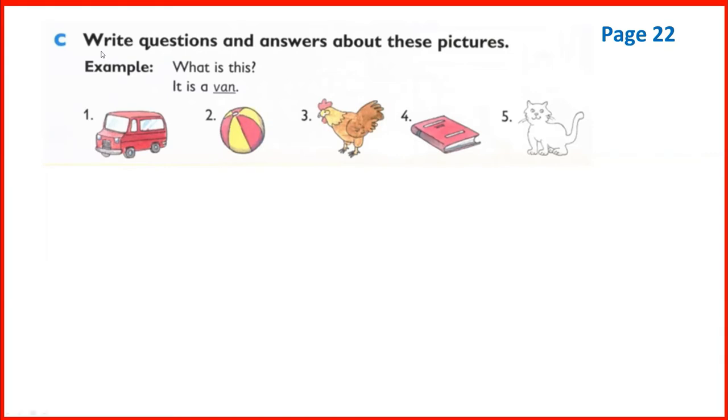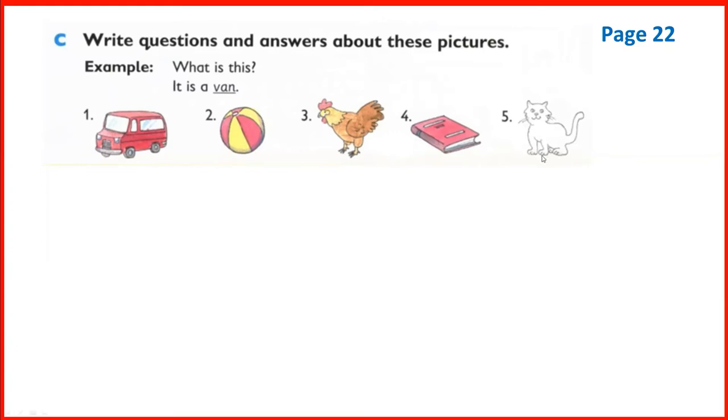Okay, first we read the question. Write questions and answers about these pictures. Example, what is this? It is a van. For second picture, what is this? It is a ball. For third, what is this? It is a hen. For fourth picture, what is this? It is a book. For fifth picture, what is this? It is a cat. Okay, you have to make the questions and then you have to give answers.